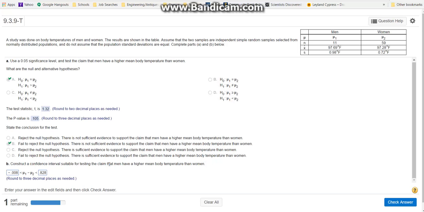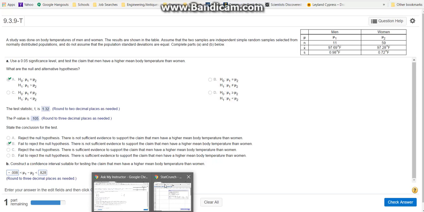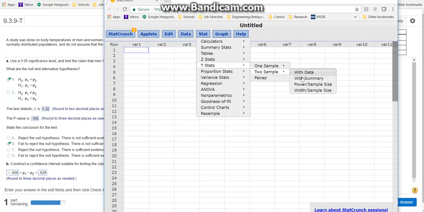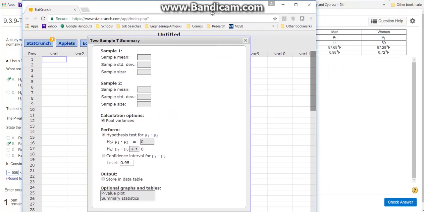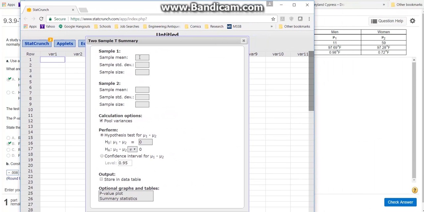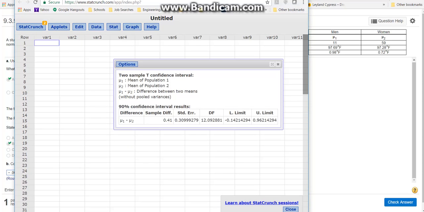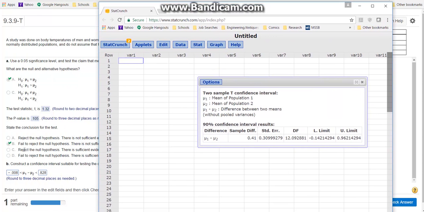Now I didn't like this, and I know what I did wrong. Let me go back and repeat this. I made a mistake here. Let's go back and do it again. Stat, T Stat, Two sample, With summary. I forgot to turn off pooled variances. Did you notice that? 97.69, 0.98. So unfortunately, there are lots of settings here, and you have to remember to make all of the appropriate selections. So let's turn off pooled variances, and again, change this to 0.9, and then move this up just a tad, hit compute, and now you can see the results are substantially different.